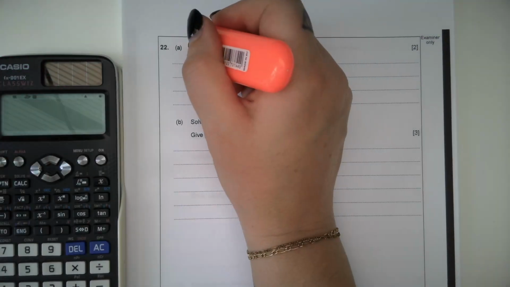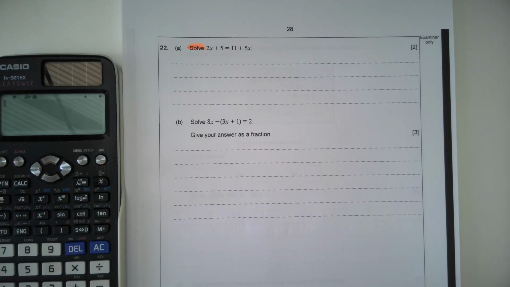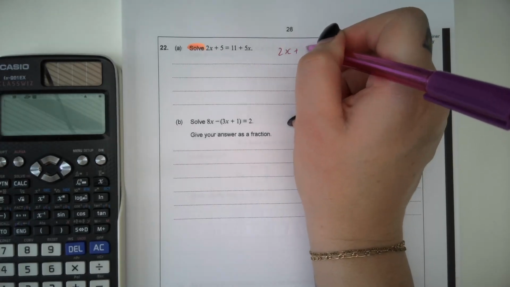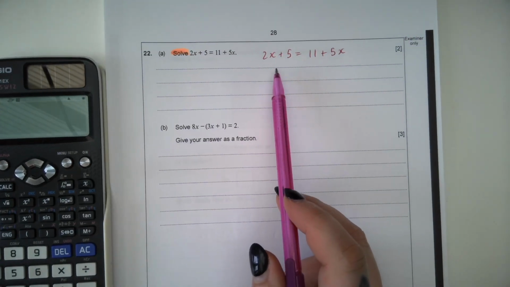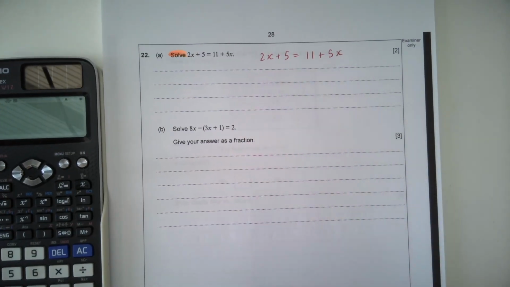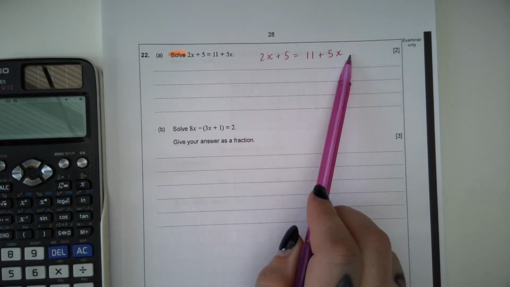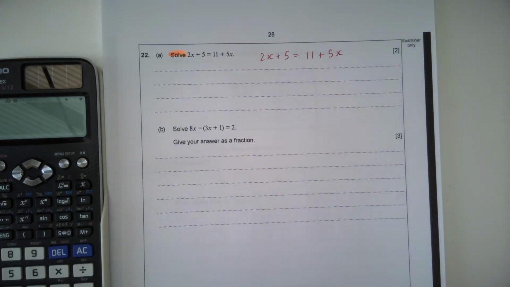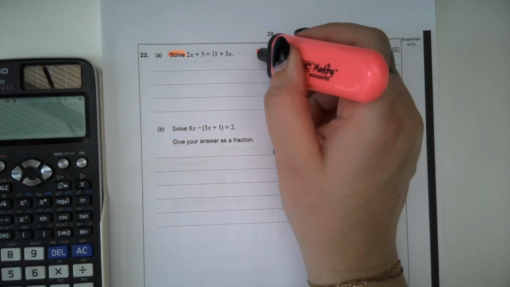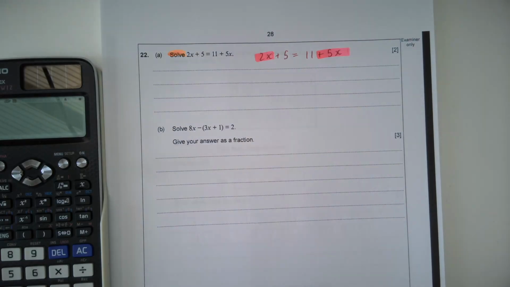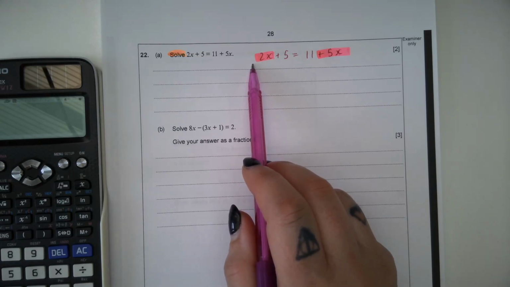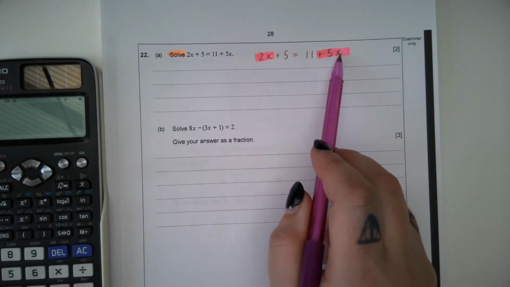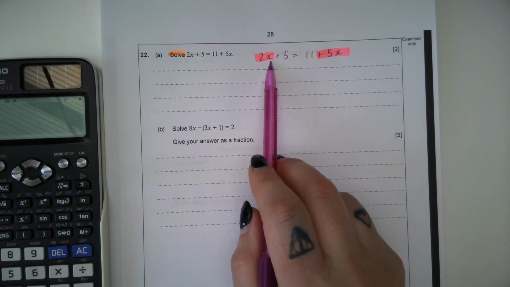22a, solve 2x add 5 equals 11 plus 5x. So 2x plus 5 equals 11 plus 5x. So we're solving this equation for our unknown variable, which is x, but here we have a term with x on both sides of the equation. So I need to eliminate one of those, and I'm going to eliminate the smallest x term. This is a plus 5x, and this is a positive 2x. I know that that's a positive 2x because there's no negative sign in front of it, guys, okay? So positive 2x is smaller than positive 5x, so this is the one that I'm going to eliminate.